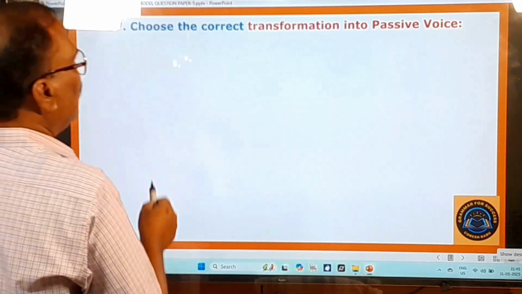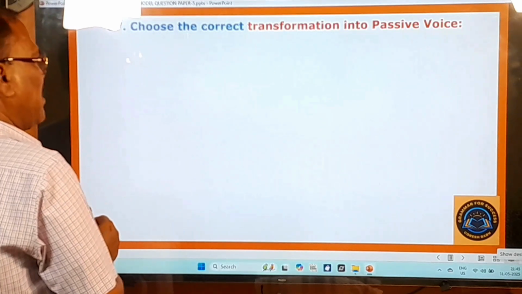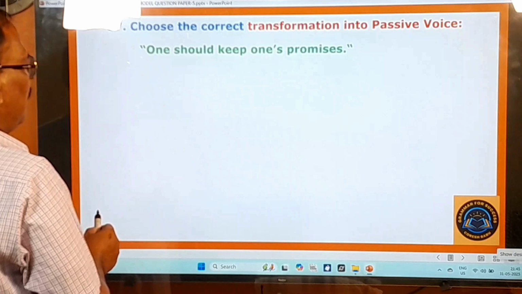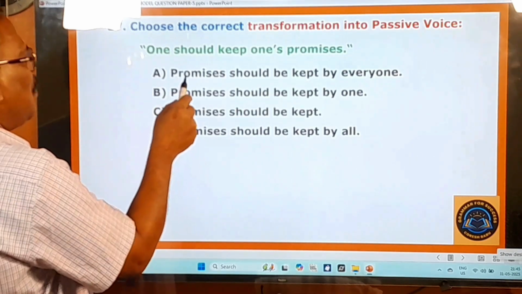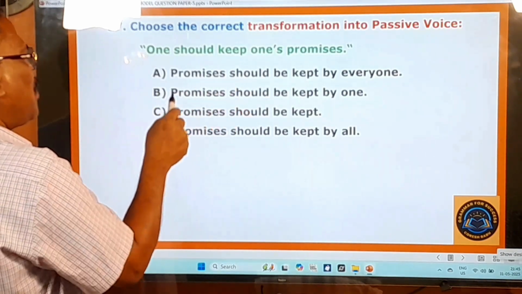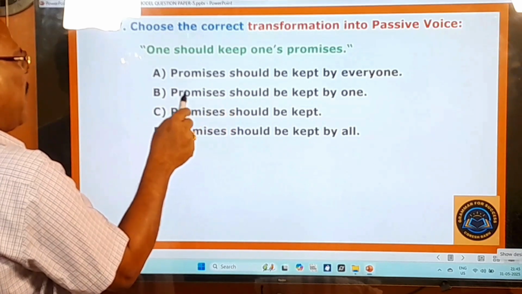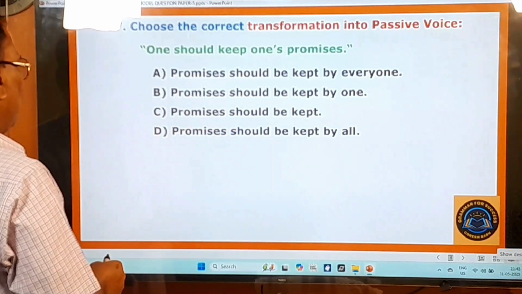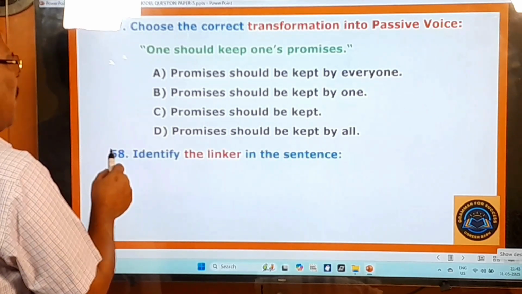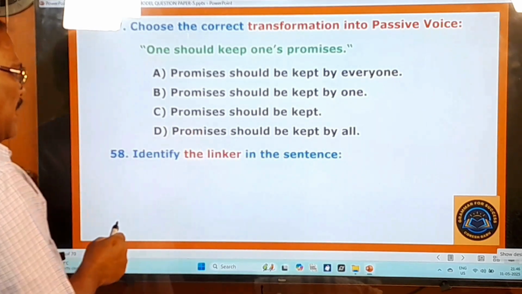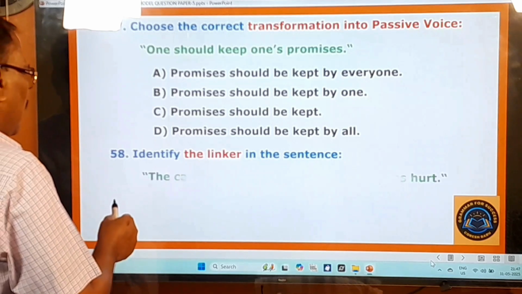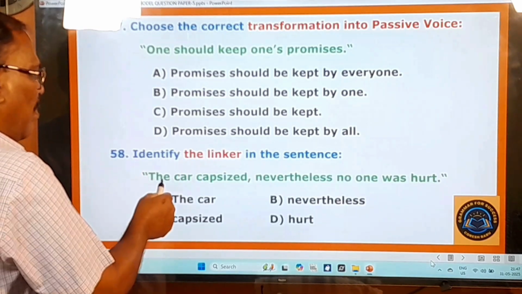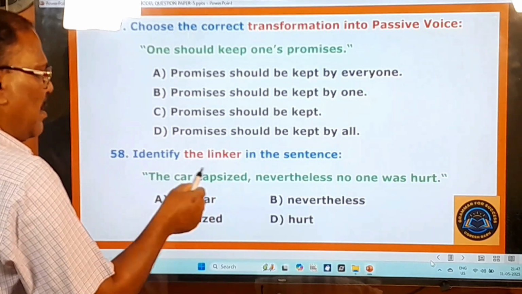57th question. Choose the correct transformation into passive voice. One should keep one's promises. Promises should be kept by everyone. Promises should be kept by one. Promises should be kept. Promises should be kept by all. 58th question. Identify the linker in the given sentence. The car capsized. Nevertheless, no one was hurt. The car, nevertheless, capsized, hurt.